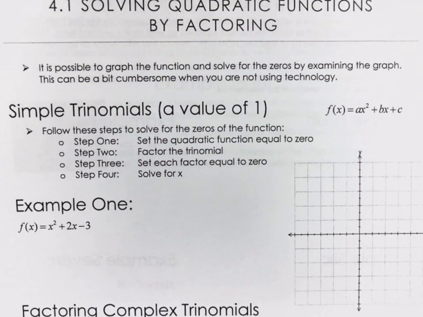Apply them to a graph. So in chapter 3, we only counted how many x-intercepts there were. Now in chapter 4, we're going to find the location of those x-intercepts.